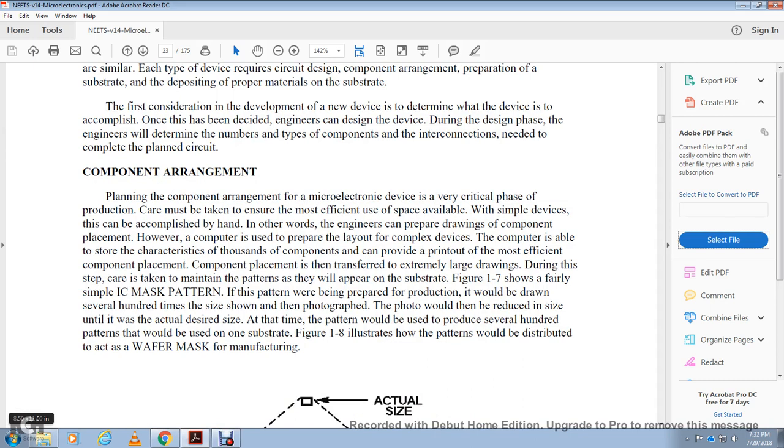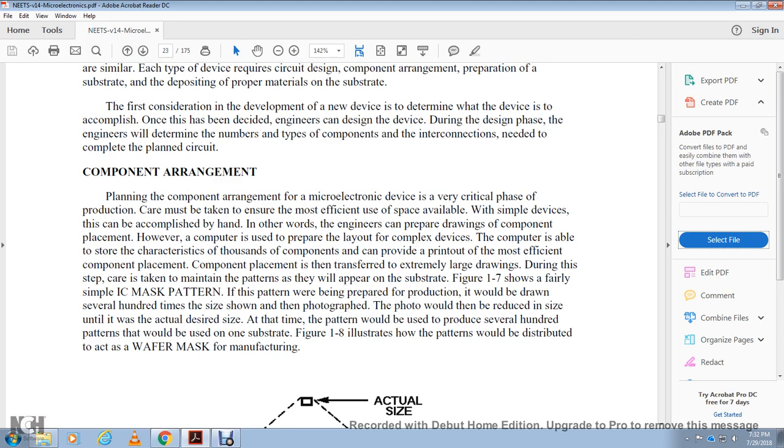However, for a complex device a computer is used to prepare the layout. The computer is able to determine the characteristics of the components and can provide a printout with the most efficient component placement. Component placement is then transferred to extremely large drawings. During this step, care is taken to make the pattern appear as it will on the substrate. Figure 1.7 shows a fairly simple integrated circuit mask pattern. The final pattern prepared for production would be drawn several hundred times the size shown in the photograph. The photograph would then be reduced in size until it reaches the actual desired size.